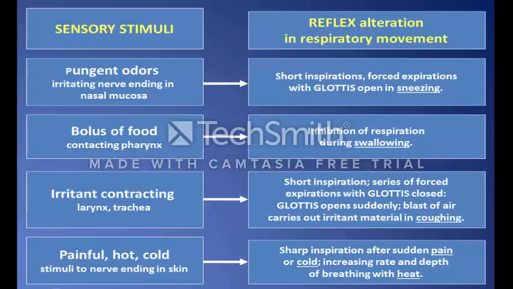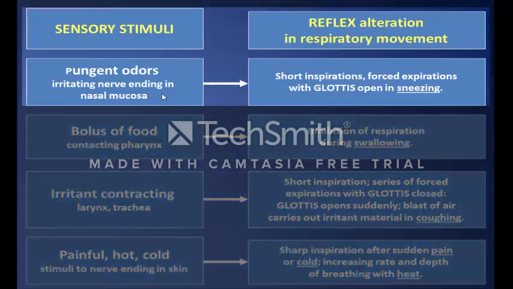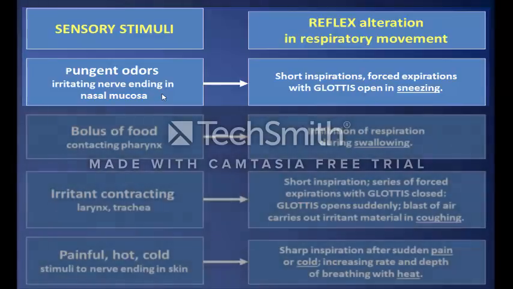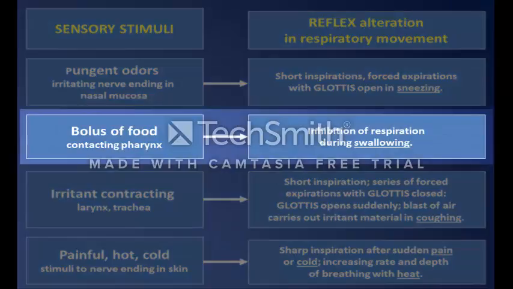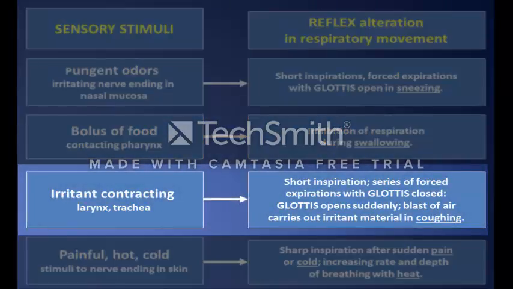This slide links back to our previous sessions on all areas within the respiratory tract and how they respond to a variety of sensory stimuli. Pungent odours will irritate nerve endings in the nasal mucosa, and as a result there will be short inspirations with forced expirations, and the glottis will open in sneezing. Should a bolus of food contact the pharynx, there will be inhibition of inspiration during swallowing. Irritant contacting the larynx or the trachea will again result in short inspiration with forced expirations and the glottis closed. The glottis will open suddenly to blast the air and carry the irritant out, and this is the coughing reflex.